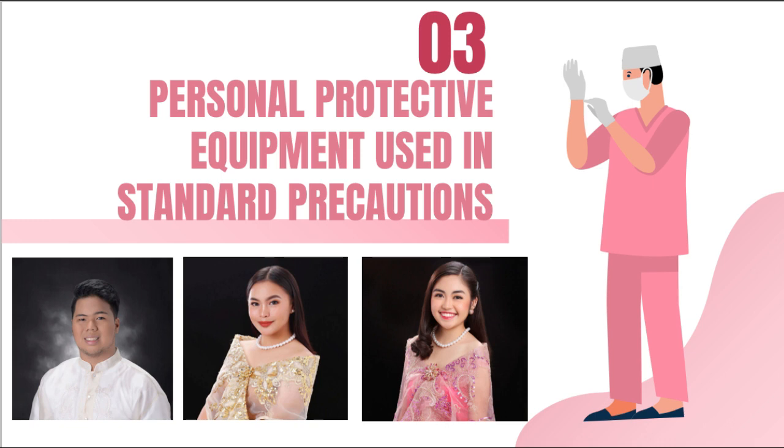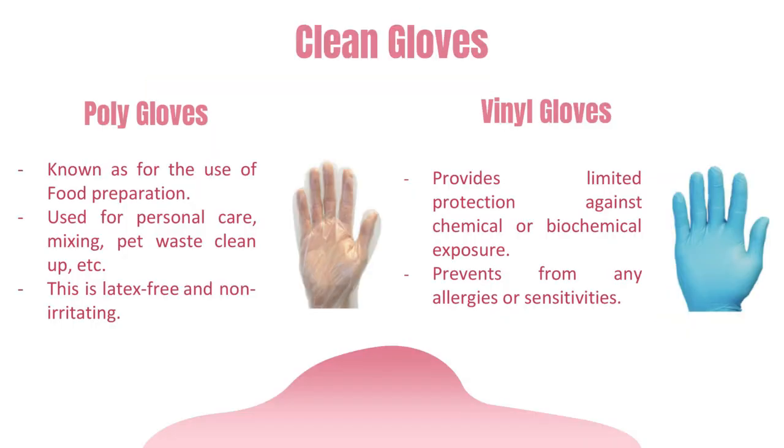And we will be discussing CLO number 3, personal protective equipment used in standard precautions. Clean gloves. We have four different types of clean gloves. First, we have the poly gloves, used for food preparation, personal care, mixing, pet waste clean up, and etc. This is latex-free and non-irritating, keeps the hands clean, and moderately protects sensitive skin.